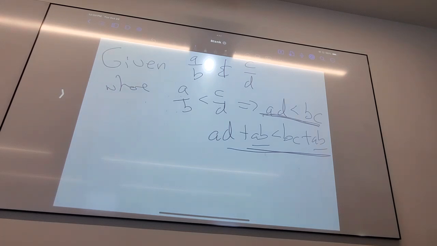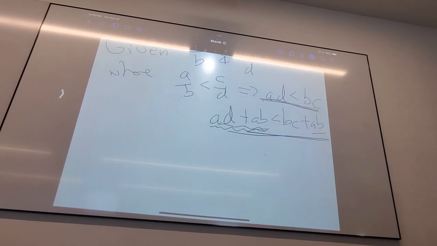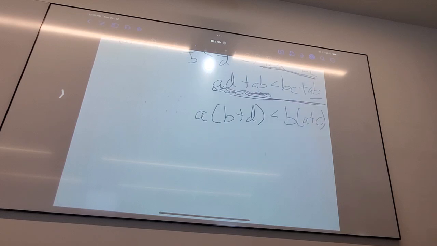Nothing amazing. Can you factor this side? What comes out of this side? What do they have in common? A, and there'd be B plus D. Is that cool? Just putting it in alphabetical order, just because. And of course, this side I can take out a B, and alphabetical order, just because. If I divide by B and I divide by B plus D, I get this part, yes?